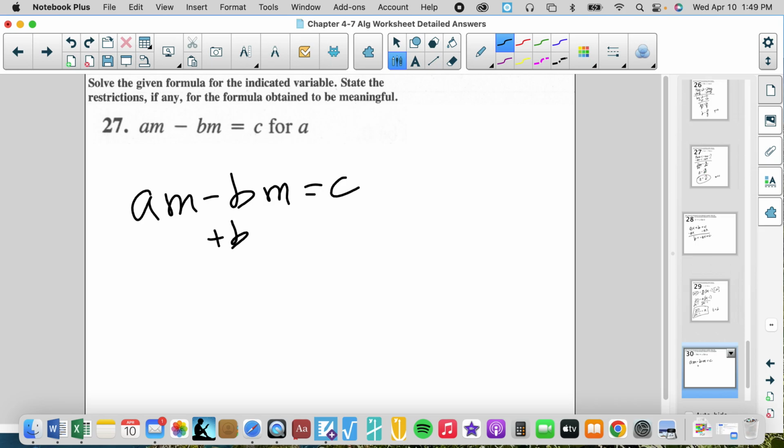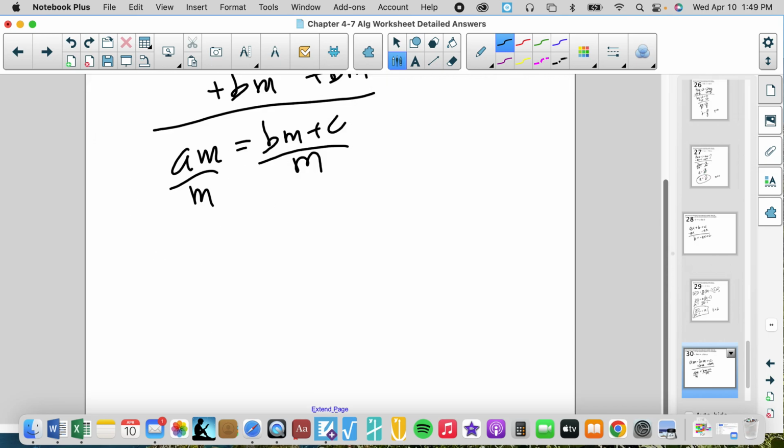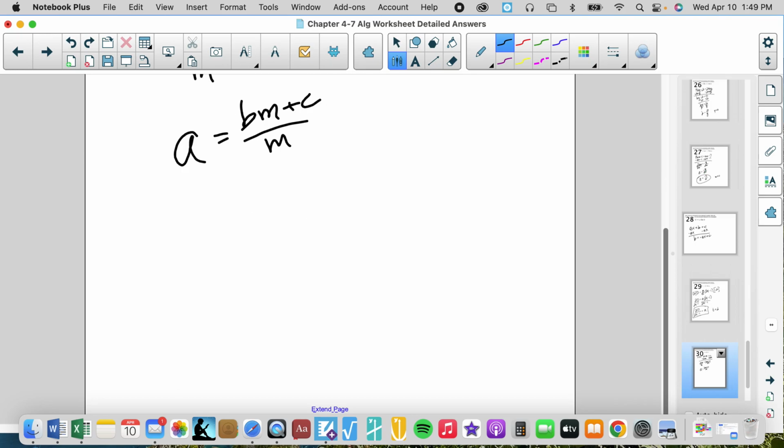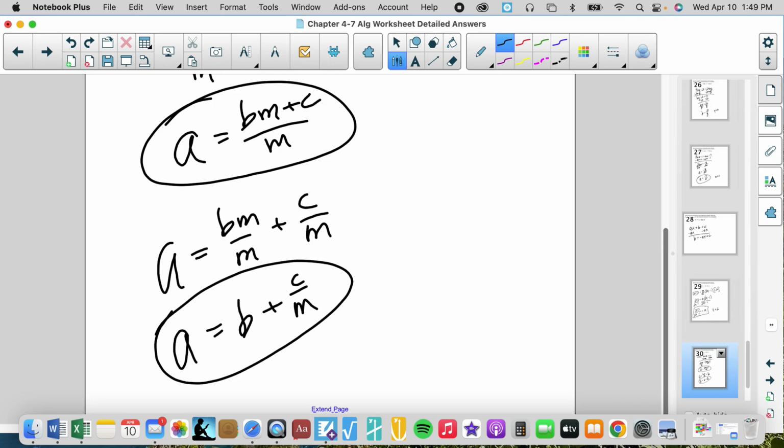We can do this easy. Add bm. am equals bm plus c, divide by m. And we get a equals bm plus c over m. Some math teachers would want you to simplify this and put bm over m and c over m. So this is okay sometimes. And then this equals b plus c over m. And this is another acceptable answer.